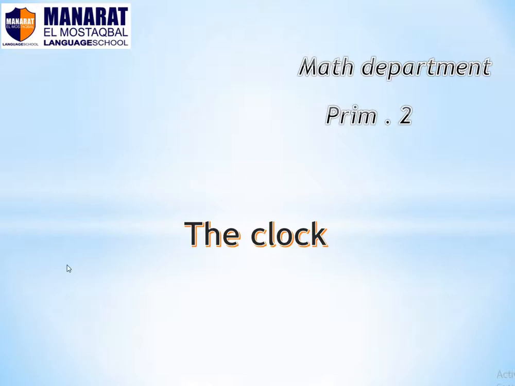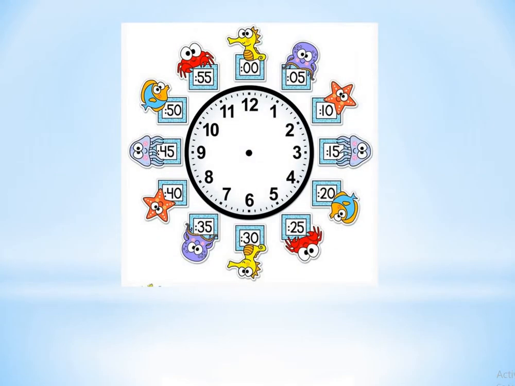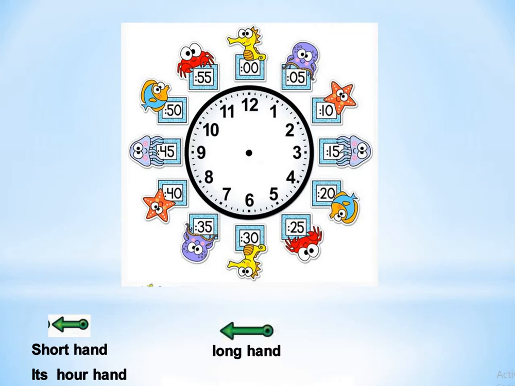Our revision today is about the clock. So we use the clock to measure the time. In this clock we have numbers from 1 to 12. It's hours. We have also shorthand. Shorthand it's for hours. And we have longhand.